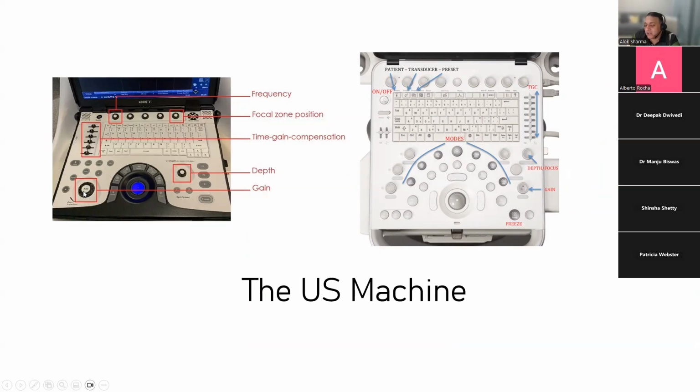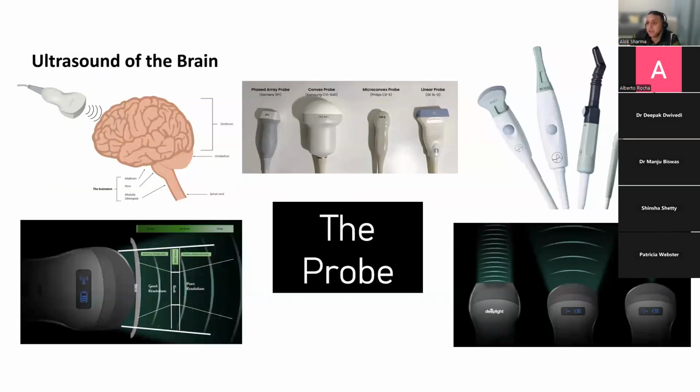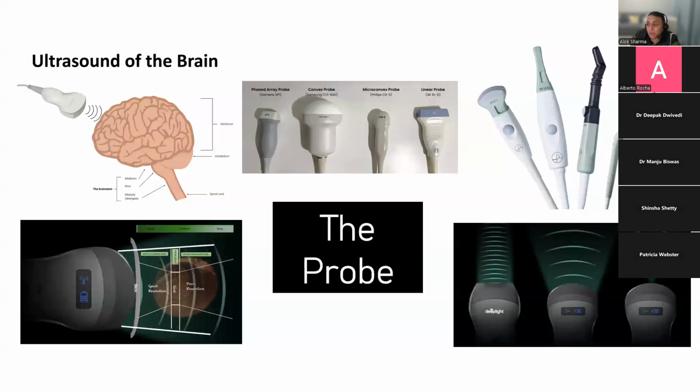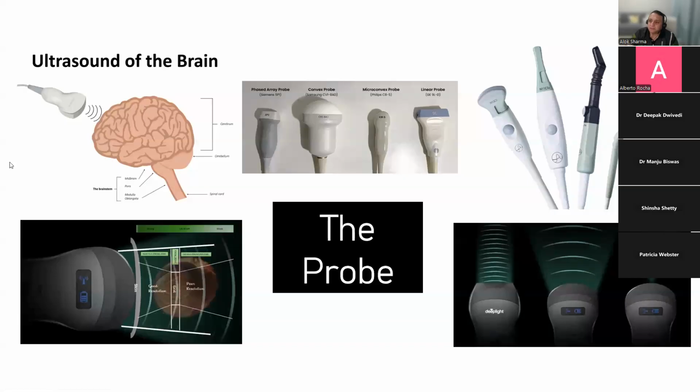Now, the auto function should resolve that, but it might not. And you may have to still use time gain compensation in that setting. And the reason you might have to use it as well is just to give you a really nice example.